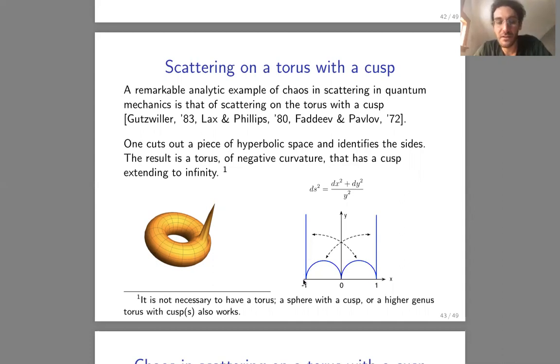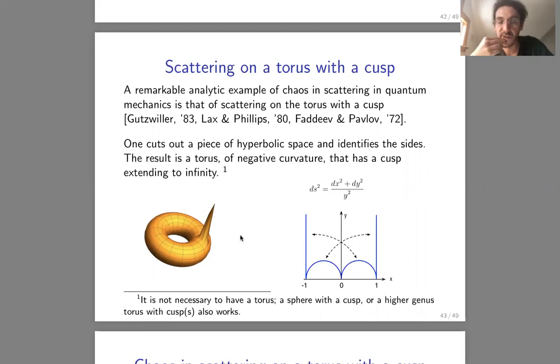The difference here is that we took a cutout of hyperbolic space. So y equals zero is here. All these points, y equals zero with x equal to minus one, zero and one, and y equals infinity out here, are all going to get identified to the same point by this identification. That point is what's illustrated here, the tip of the cusp. So what we get is a torus with a cusp that goes out to infinity, and the torus is made out of a piece of hyperbolic space. That's the setup, and we're going to consider scattering on this cuspy torus.